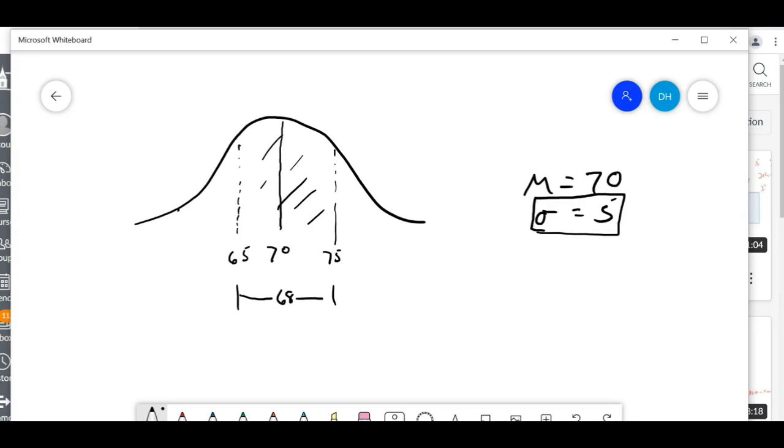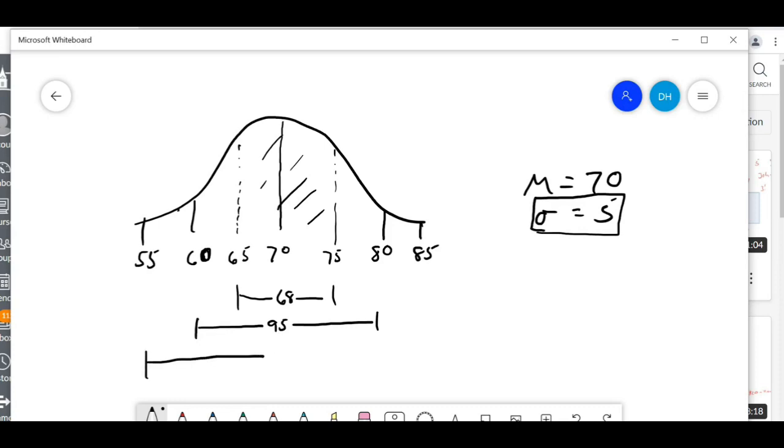Now, let's take another step forward. I take a step, I'm now standing at 80. You're standing at 60. Standing between you and I are now 95% of all the other scores because of the special shape of the normal curve. Now we do it one more time. I'm 3 standard deviation steps away. You're 3 standard deviation steps down. I should say I'm up, you're down. This is 99.7% of all the scores.